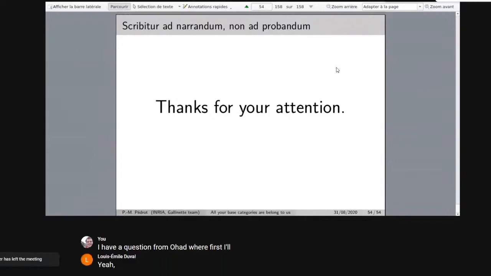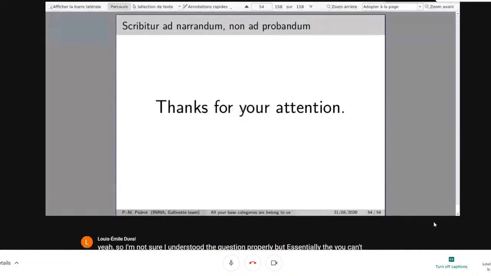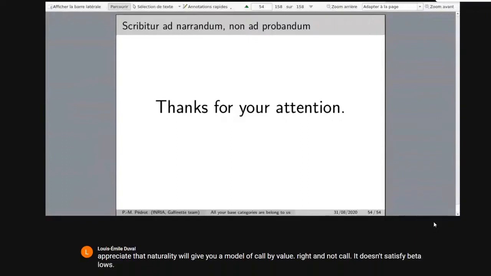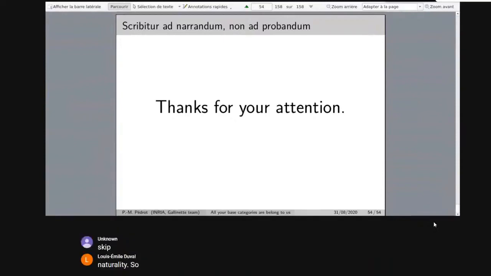Yeah, so I'm not sure I understood the question properly, but essentially you can do Presheaves without that naturality. That will give you a model of call-by-value, right? And it doesn't satisfy beta laws. But if you look at what it means to be pure in the model, this is exactly naturality. So I'm not sure I can really rephrase that in simpler terms. So maybe Ohad has more.